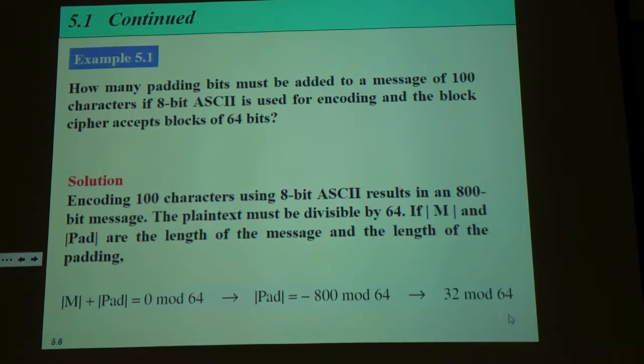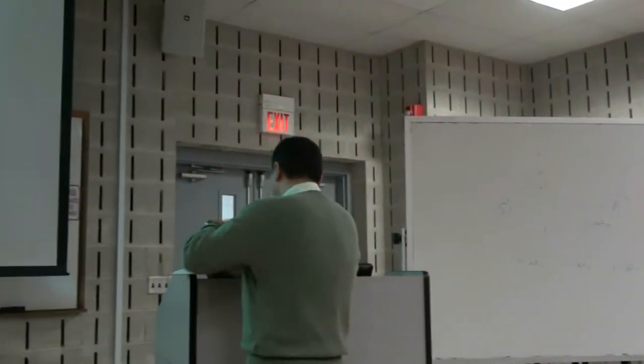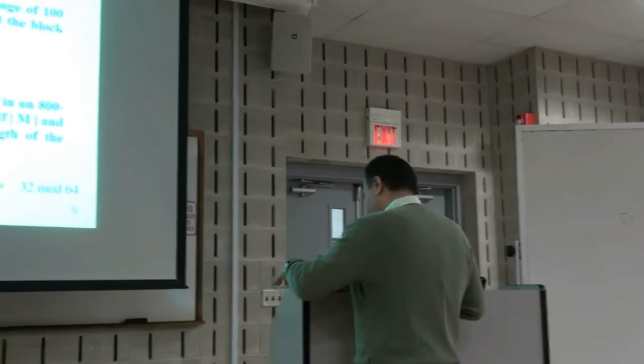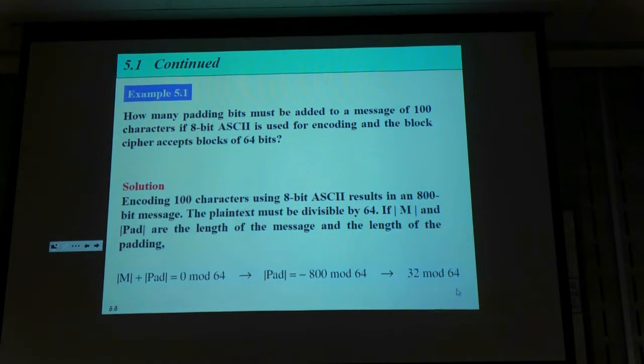I have to bring the 32 up to 64. So how many do I have to add? 32. That's it, 32. Right? So you have to add 32 to it. Okay? So the pad will be 32. Alright, is this point clear?